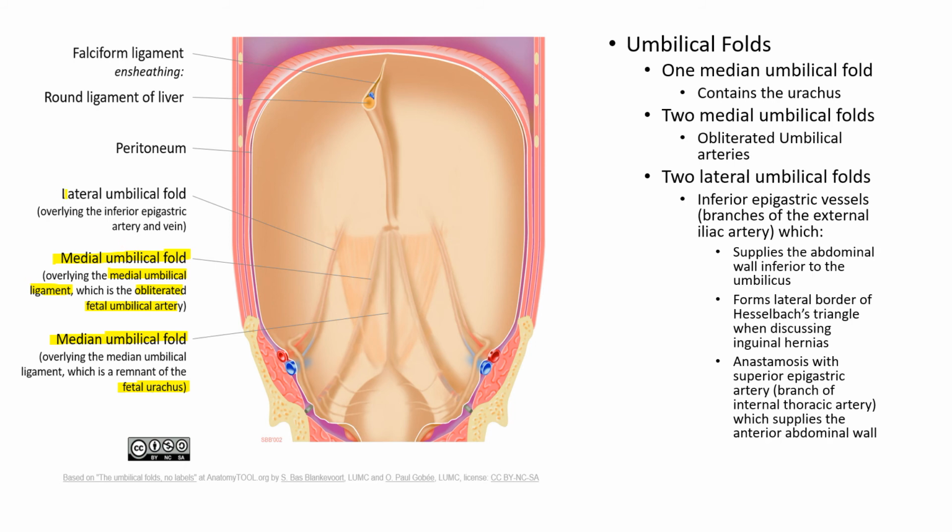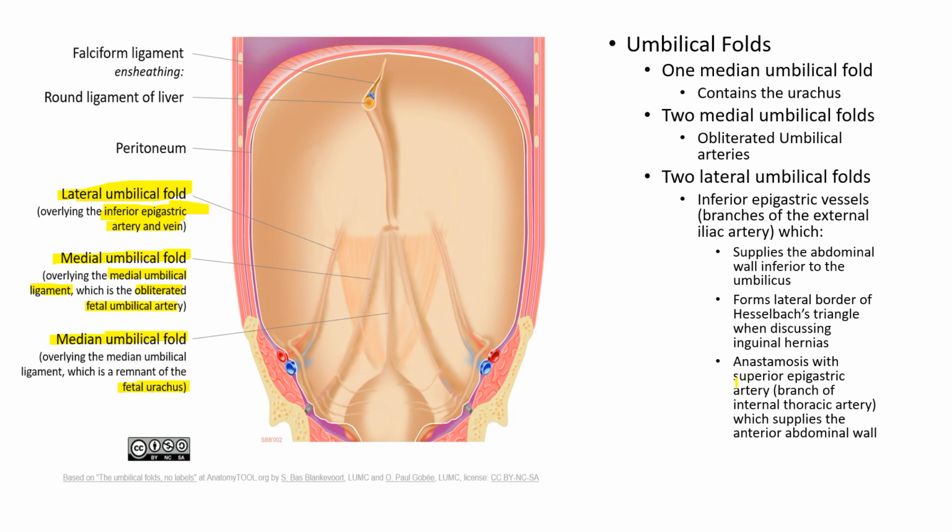Lastly, there's going to be the lateral umbilical fold, and this is just simply going to be overlying the inferior epigastric artery and vein. And remember that the inferior epigastric artery and vein are going to be branches of the external iliac artery. And this is important not only because these vessels supply the abdominal wall inferior to the umbilicus, but also because they form the lateral border of Hesselbach's triangle. And that is going to be used to classify different types of hernias.